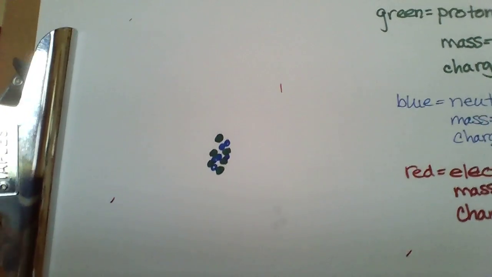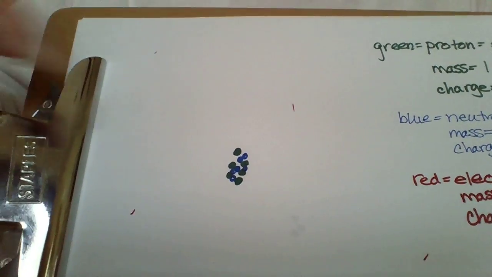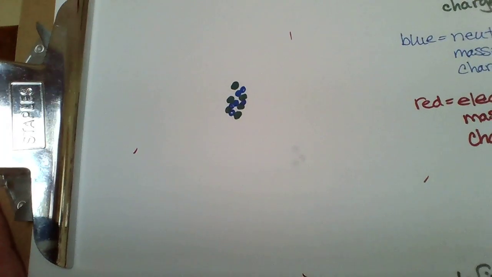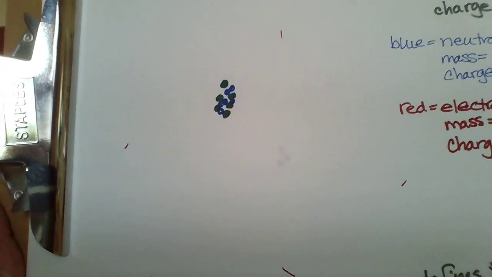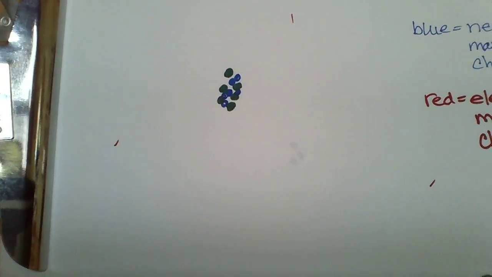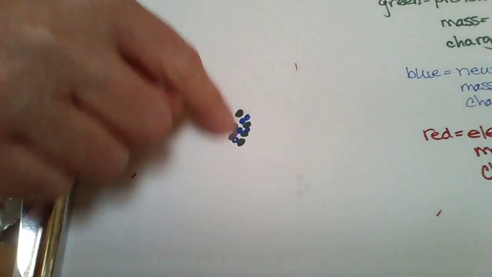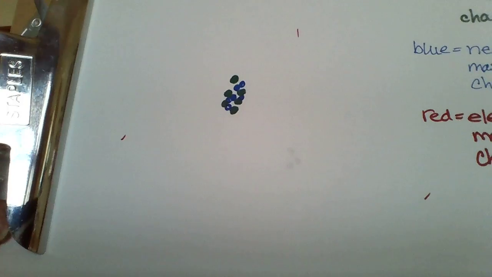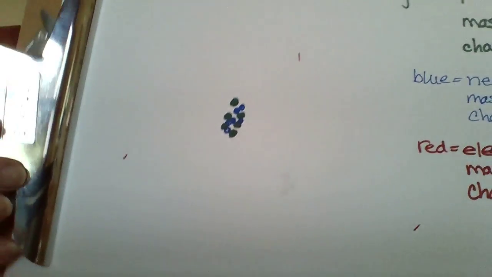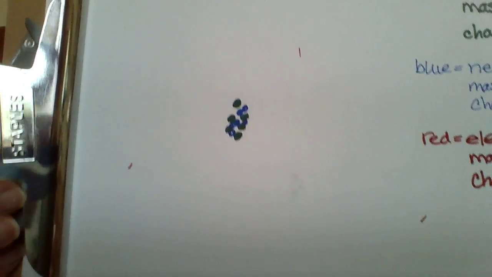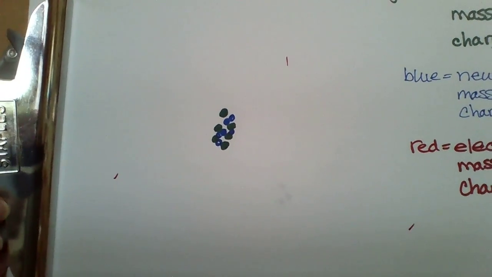If I added an extra neutron to this, there would be 6 protons and 7 neutrons, and the mass number would be 13, 6 plus 7. We would call that carbon-13. It's still carbon because it still has 6 protons. But it's got a more massive nucleus, right? Because it's got 13 atomic mass units in its nucleus instead of 12. So it's a different isotope, and it will behave differently than carbon-12.